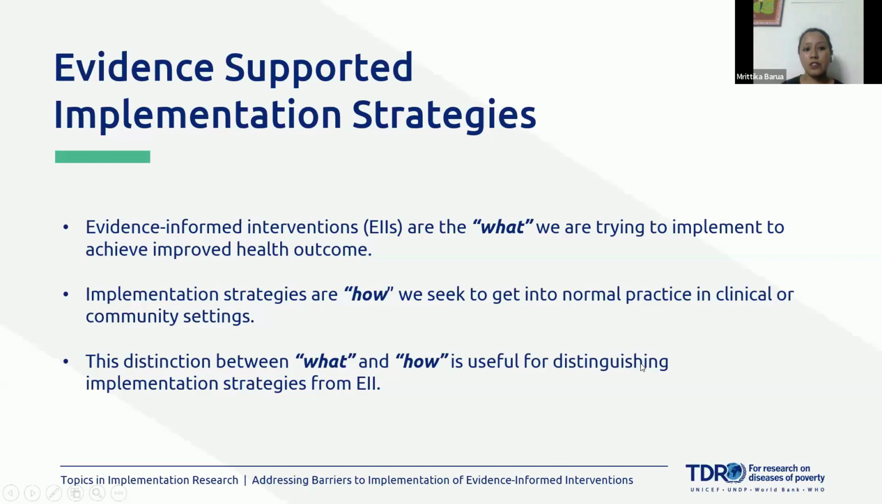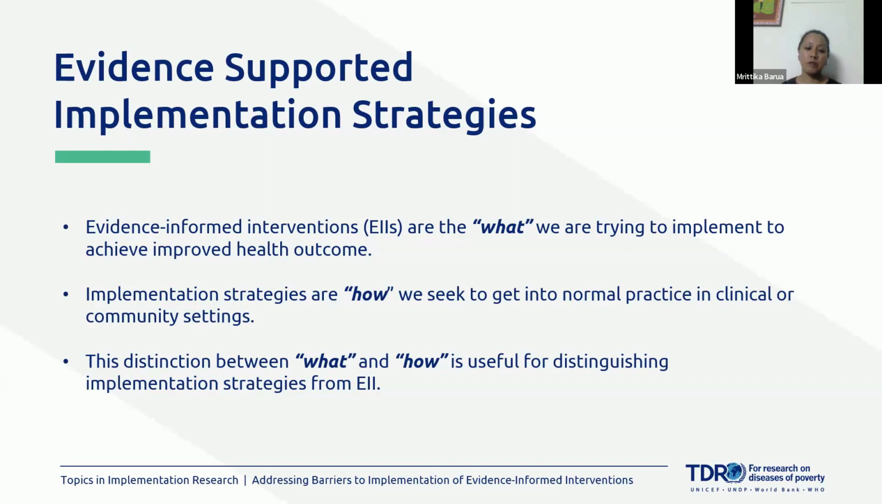I think you do have a sense from the last lecture that Dr. Pirsha gave of what evidence-supported, evidence-informed interventions are. So these are basically what it is that we're trying to implement. So what is the intervention? An intervention is implemented to achieve a certain outcome, like an improved health outcome, for example. So what is it that we are trying to implement? And how we're implementing it, the process and the steps, that's the implementation strategy. So basically, how do we reach that intervention? What is the process by which we are implementing that intervention?